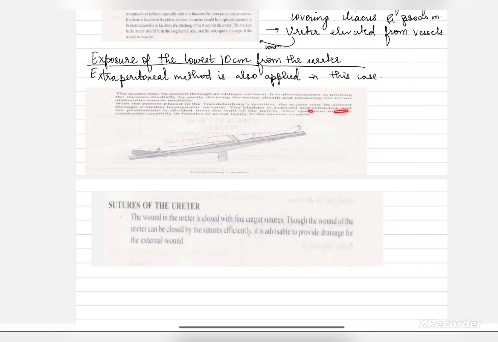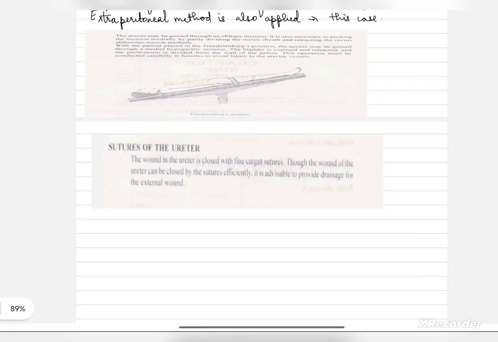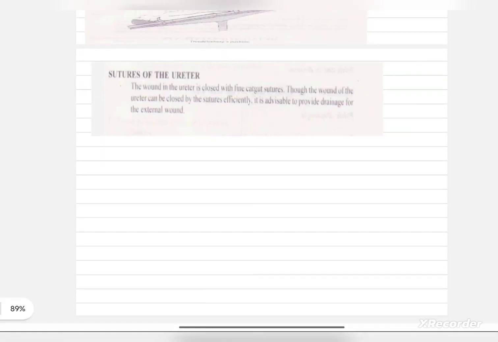Bladder is exposed and retracted. And the peritoneum is separated from the wall of the pelvis. This operation must be conducted carefully in the female to avoid injury to the uterine vessels. Now, suture of the ureter is done with fine catgut sutures through the wound of the ureter, which can be closely sutured efficiently. It is advisable to provide drainage for the external wound.